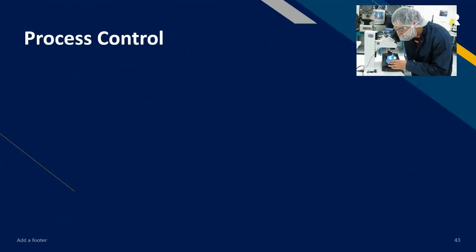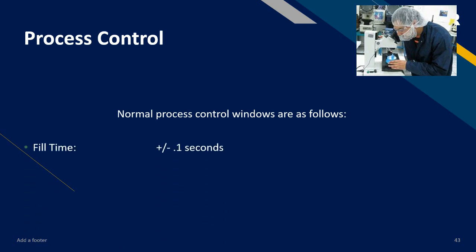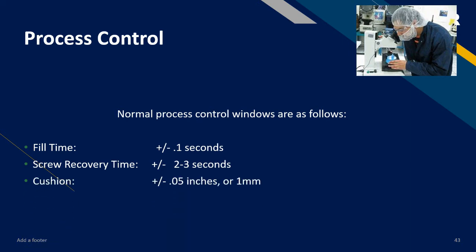Staying within the upper and lower control limits established are the keys to maintaining process control. Normal process control windows are as follows. Fill time would be plus or minus 0.1 seconds. Screw recovery time would be plus or minus 2 to 3 seconds. Cushion would be plus or minus 0.05 inches or 1 millimeter above or below. Peak pressure is plus or minus 100 psi above or below.